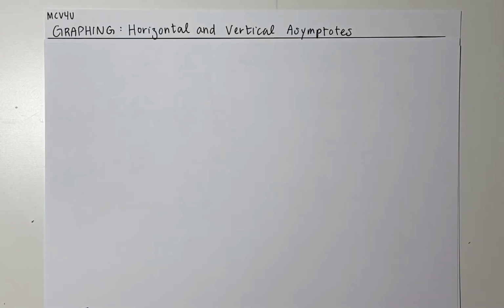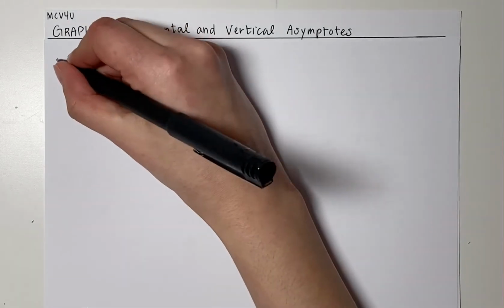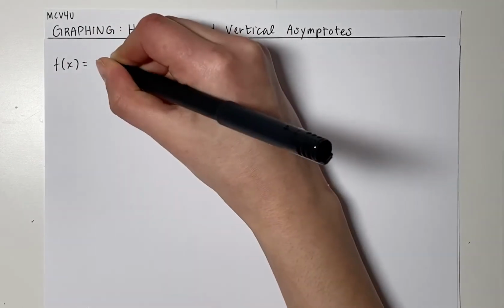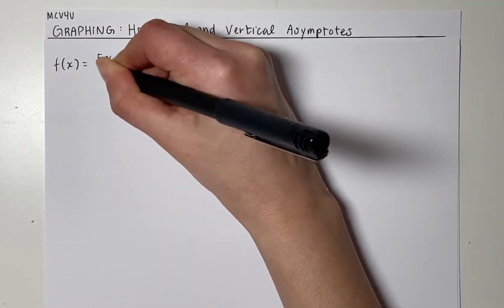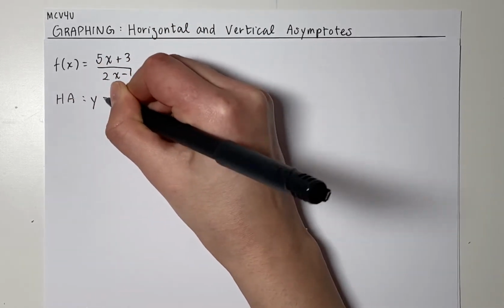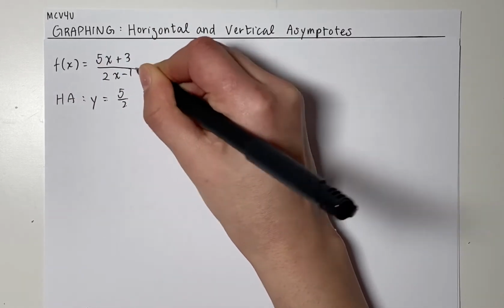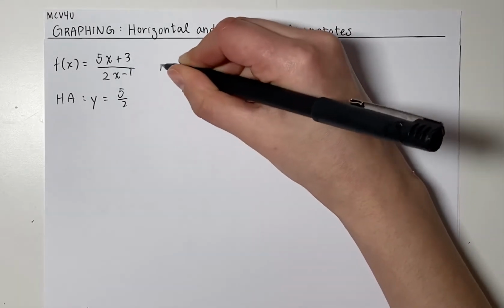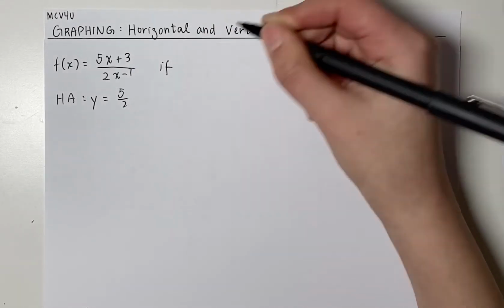So now that we know how to determine the horizontal asymptotes, we also want to look at the behavior near the asymptote. So is the function approaching the asymptote from above or from below? In order to do this, we have to consider very large positive and negative values of x. So using the function that we had previously, where our horizontal asymptote was y equals 5 over 2, we're going to take a very large positive number.